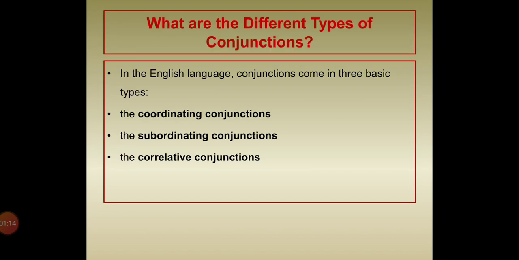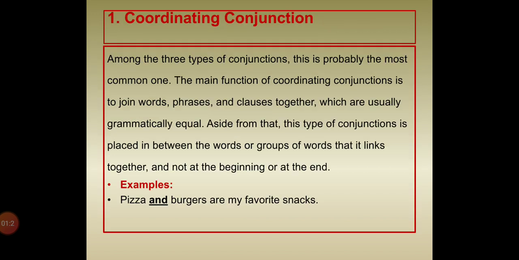So, what are the different types of conjunctions? In the English language, conjunctions come in three basic types. First is the coordinating conjunctions, then subordinating conjunctions, and correlative conjunctions. Today we are going to discuss coordinating conjunctions. Among the three types of conjunctions, this is the most common one.